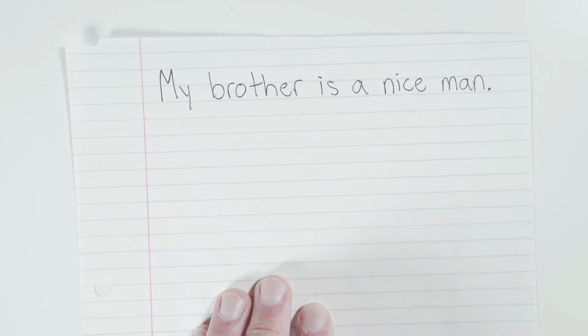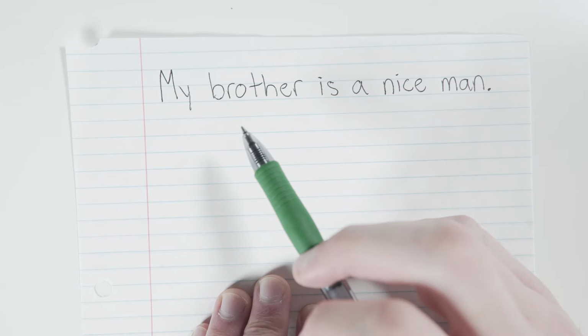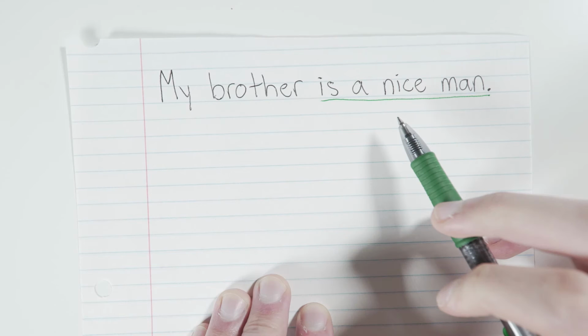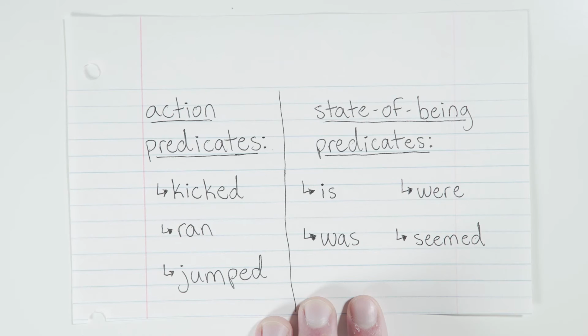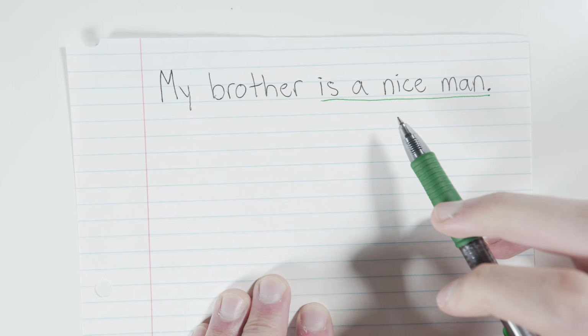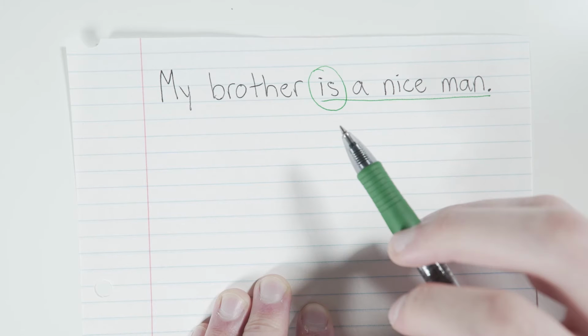Let's look at another. My brother is a nice man. Okay, so my complete subject is my brother. That's who I'm talking about, right? So my complete predicate would be everything else. Is a nice man. Now, if you notice, there's no real action here. It's not my brother kicked, or my brother ran, or my brother jumped. You don't always have to have an action as your predicate. Sometimes you can simply have a state of being or condition, like is, or was, or were, or seemed. And that's exactly the case here with my simple predicate. My simple predicate would be is.